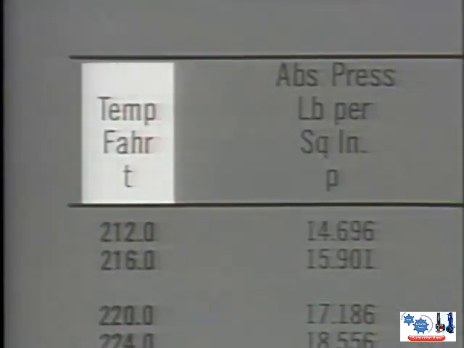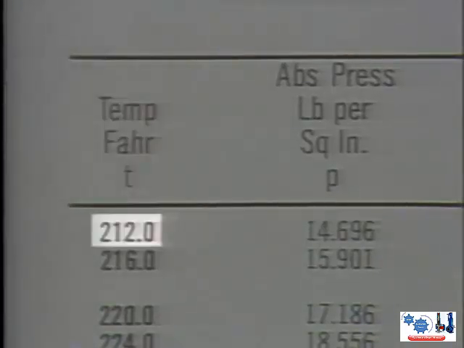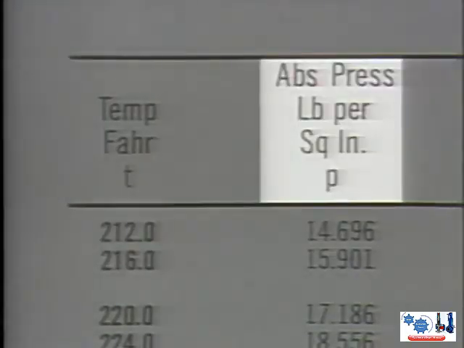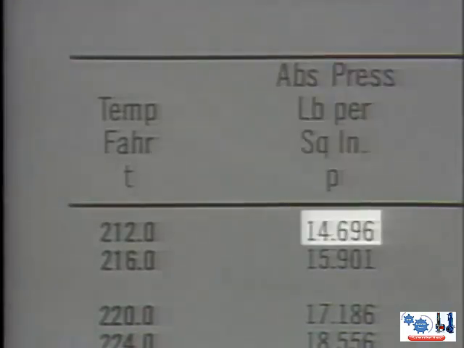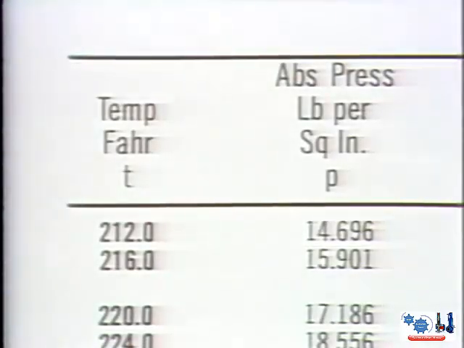The first column in Table 1 indicates temperature in degrees Fahrenheit. The heading on the column also shows the symbol used to indicate temperature, a small letter t. For our example, we'll use a temperature that should be familiar to you, 212 degrees Fahrenheit. Next to the temperature column is a column headed Absolute Pressure Pounds per Square Inch. The small letter p symbolizes pressure. In our example, 14.696 psia, or as we've rounded it off, 14.7 psia, is the saturation pressure for steam at 212 degrees Fahrenheit.